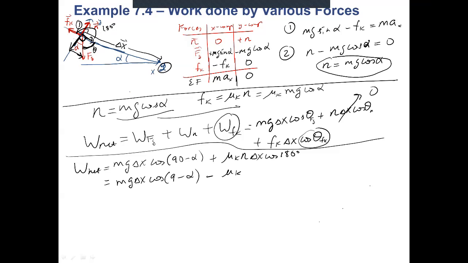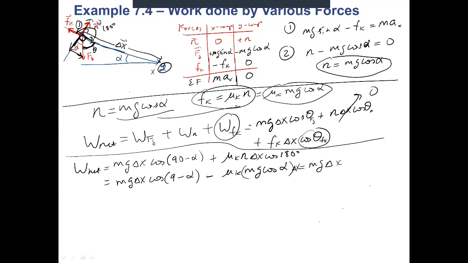normal force. So f of k is mu k times normal force. But since normal force is mg cosine alpha, I can rewrite it like that: mu k times mg cosine of alpha, which is just the normal force, while cosine of 180 was the -1. So that's my equation. And what I can do here, I can already plug in values. One thing you can see is I can factor out mg and delta x.